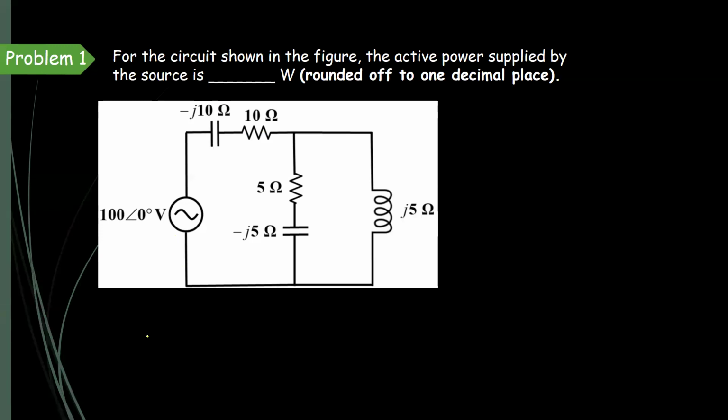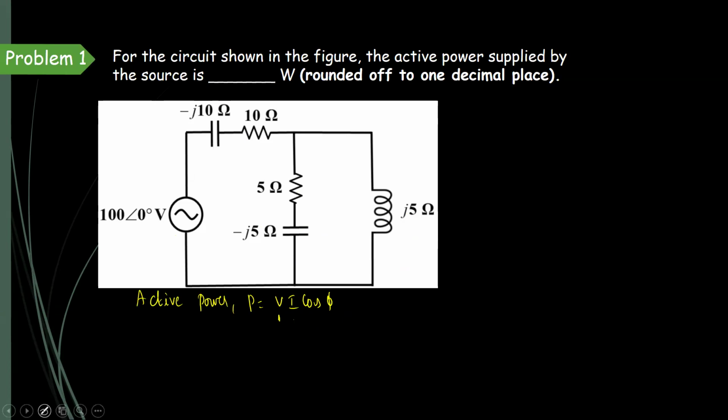So, active power supplied by the source, P equal to VI cos phi. So the supply voltage is already given. And we need to find out the current value and also the phase difference phi between the voltage and current. Then only we can find out the active power. So for that, first I am going to find the equivalent impedance of the given network.